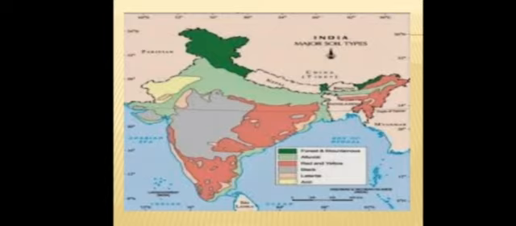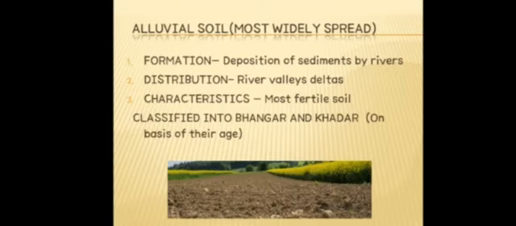Then the peninsular plateau. The eastern part of the peninsular plateau is formed by red soil, and the western part is formed by black soil and some part in Gujarat. Next, in Rajasthan sandy soil is found, and the western side of the Western Ghats is occupied by laterite soil. So now we will discuss the soils one by one. First soil is alluvial soil.